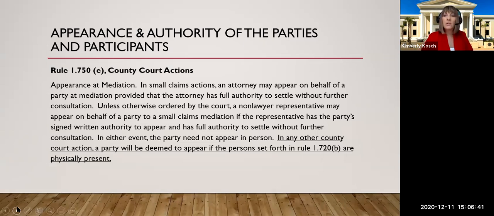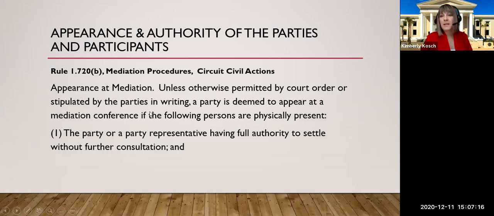The rules of procedure state that in county court actions, basically repeat the appearance requirements and the authority requirements that we find in small claims. And if the action is a county court action, then the parties are deemed to appear if the persons in Rule 1.720B are physically present. And we see this for the first time actually saying physically present rather than just appearance in the rule. And Rule 1.720B happens to be the same rule that governs circuit civil actions.